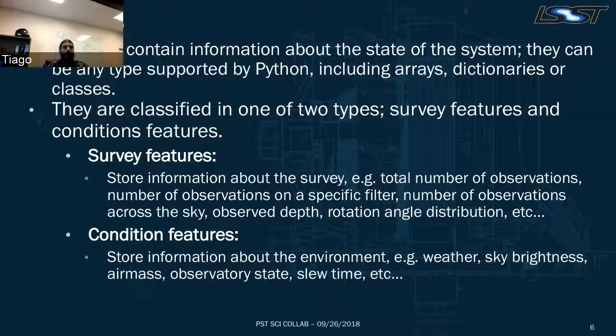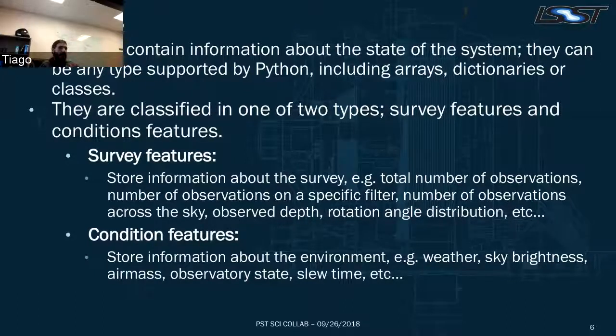They have information about the state of the system: where the observatory or telescope is pointing, what the dome is doing, how fast the dome can move in one place or another, and how fast the telescope can move. We have information about the weather, the scene. And we also have information about the survey. All of that information is stored in what we call features.